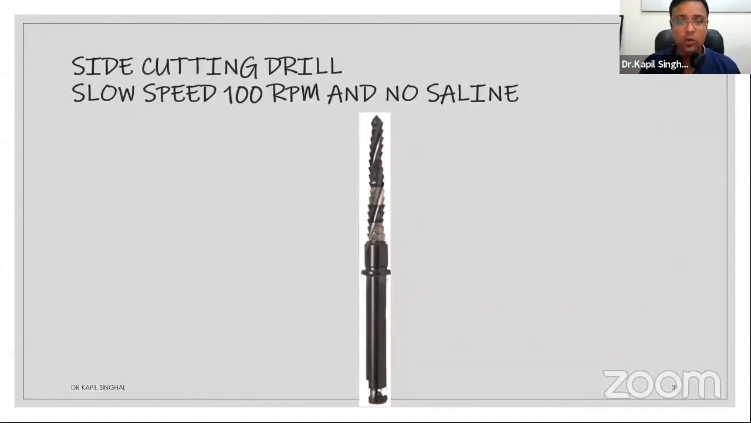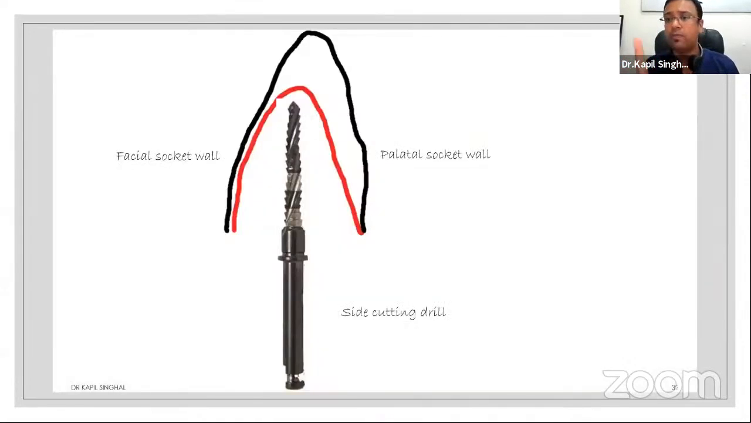So what I do is I use this side cutting drill. This is a very important drill for immediate placement. Whenever there is an immediate placement, the first drill that I use is this side cutting drill, and I use it at a very slow speed of 100 RPM and no saline. I preferably don't place my drill directly in the center of the socket. So please don't do this.